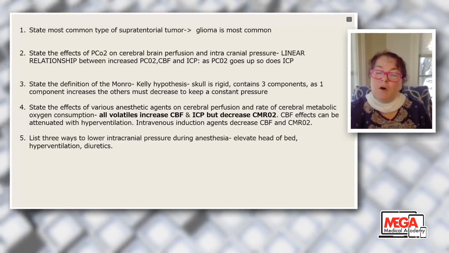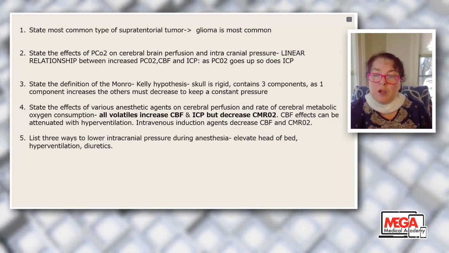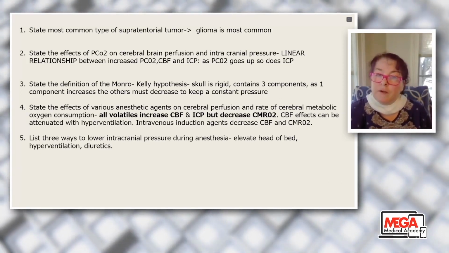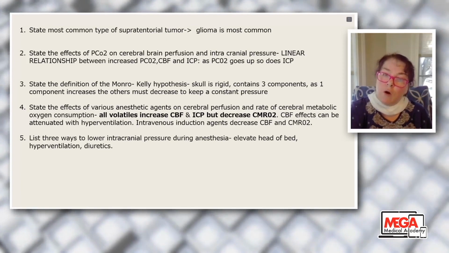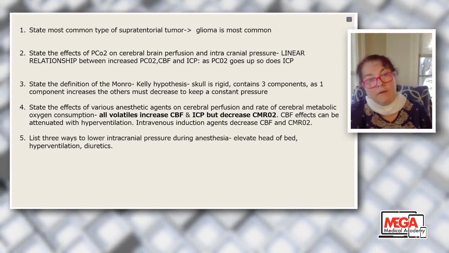List 3 ways to lower intracranial pressure during anesthesia. You can increase the head of the bed to facilitate venous drainage. You can hyperventilate the patient to lower your CO2, which will lower your ICP, and you can use different diuretics.